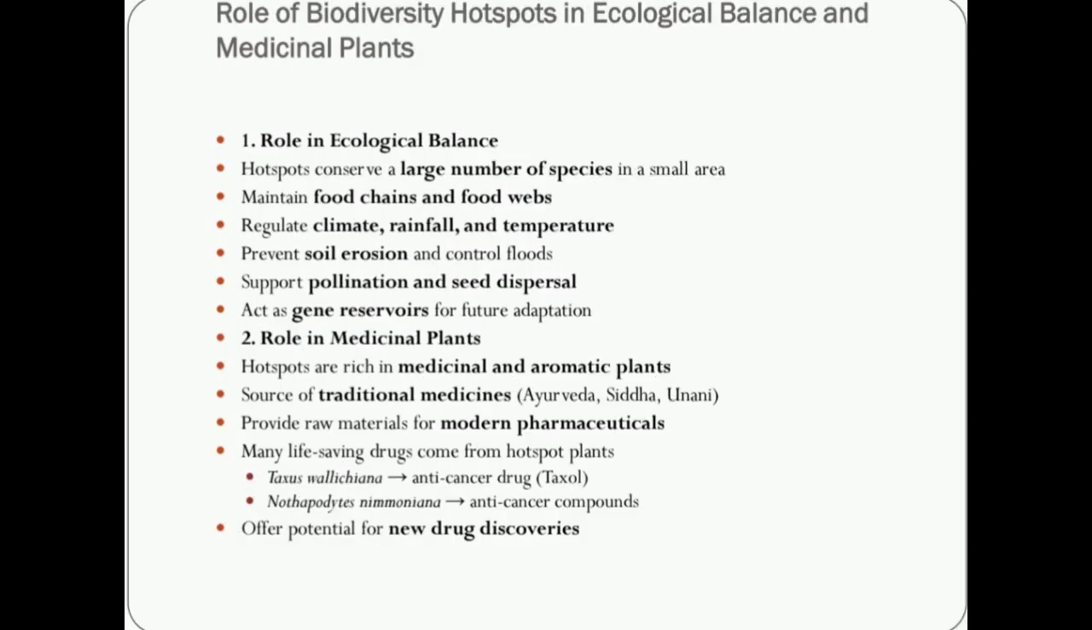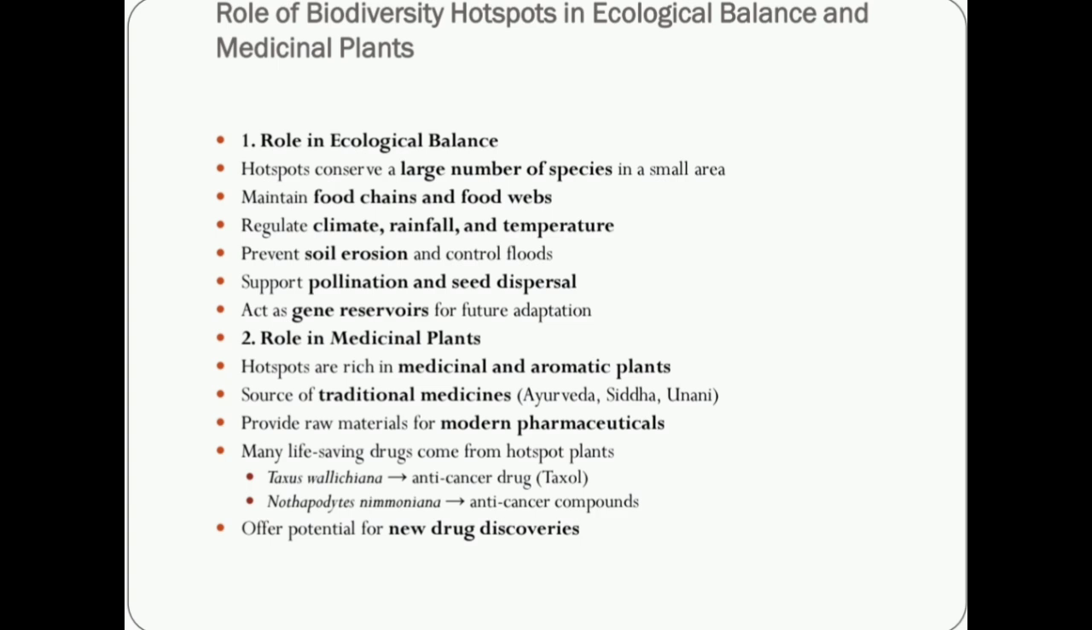Role of biodiversity hotspots in ecological balance and their importance in medicinal plants. Hotspots conserve a large number of species in small area. They maintain food chains and food webs. They regulate climate, rainfall, and temperature. They prevent soil erosion and control floods because plants are good soil binders. They support pollination and seed dispersal. They act as gene reservoirs for future adaptations.